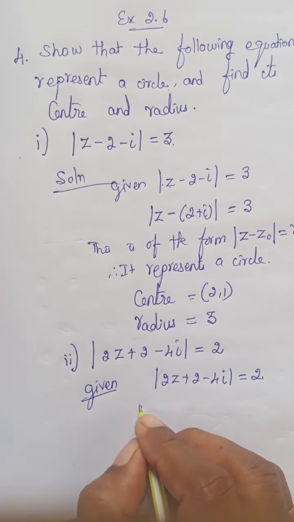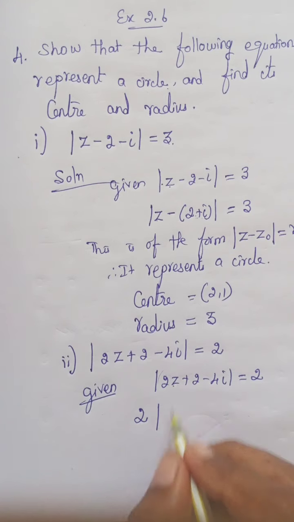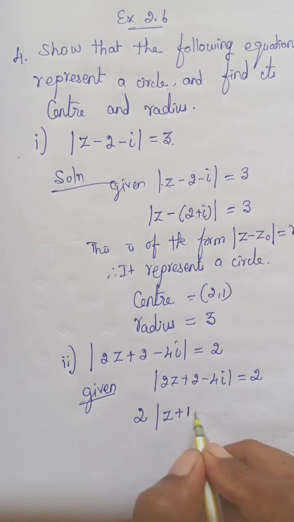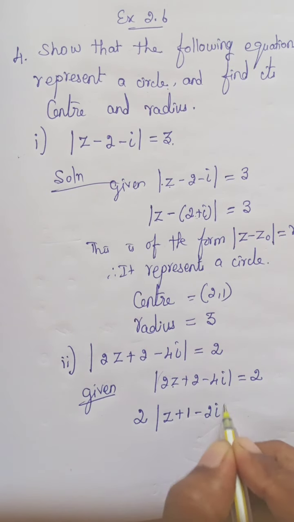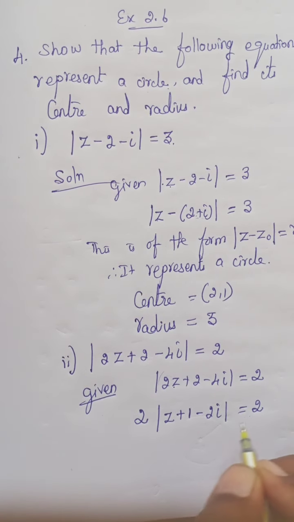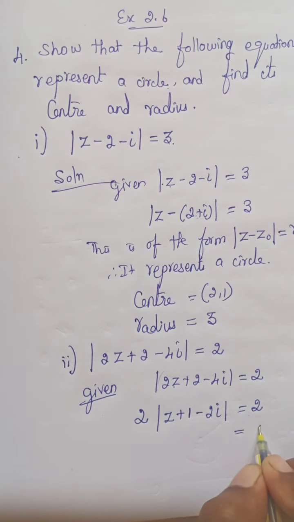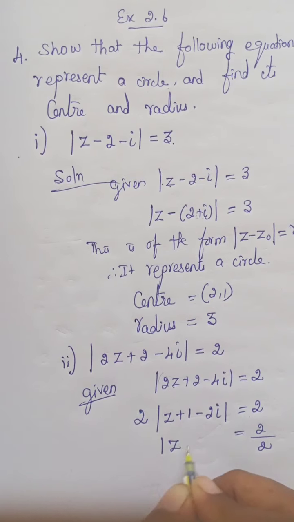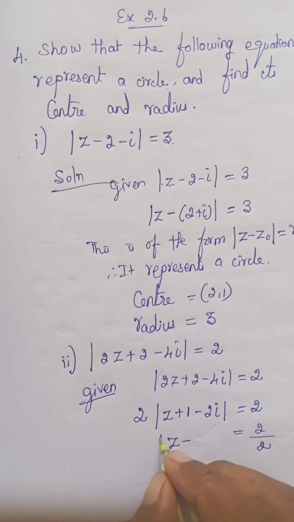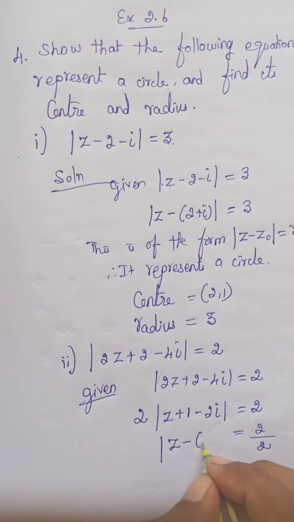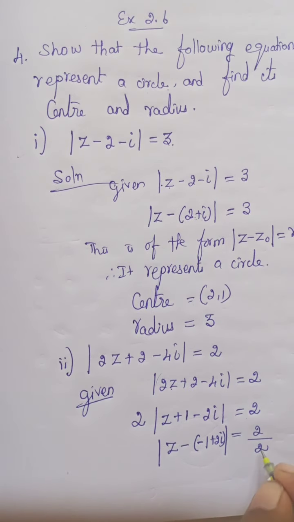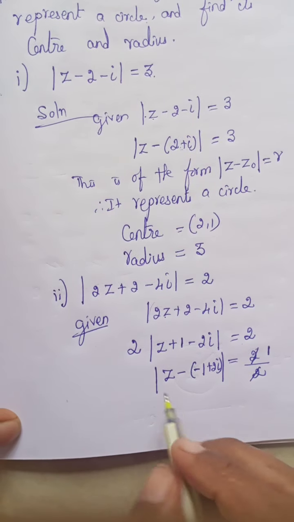So, what we should do? Take the 2 outside. That's modulus z plus 2 divided by 2 I have taken out. So, 1, 2 into 2 is 4, 2i is equal to 2. Shall we take this 2 to the next side? This is 2 divided by 2. And here modulus z minus z0, isn't it? So, when we take minus, this plus 1 will become minus 1. This will become plus 2i. 2 and 2 will get cancelled. 1.